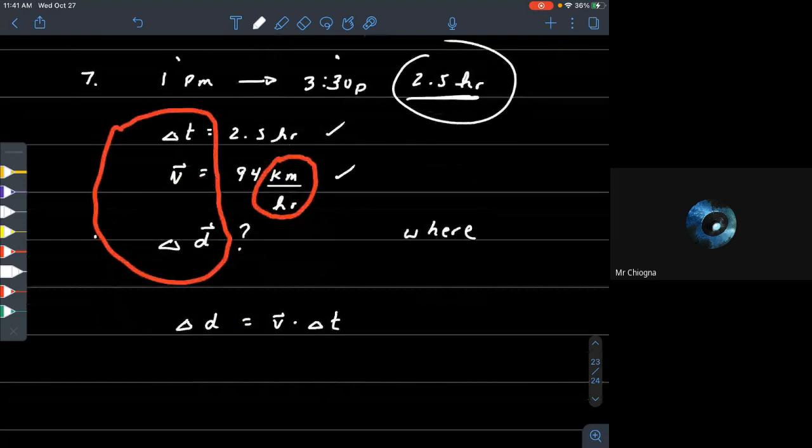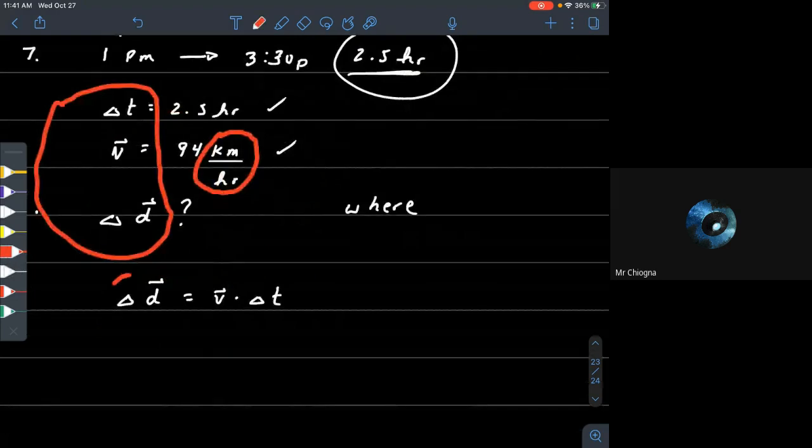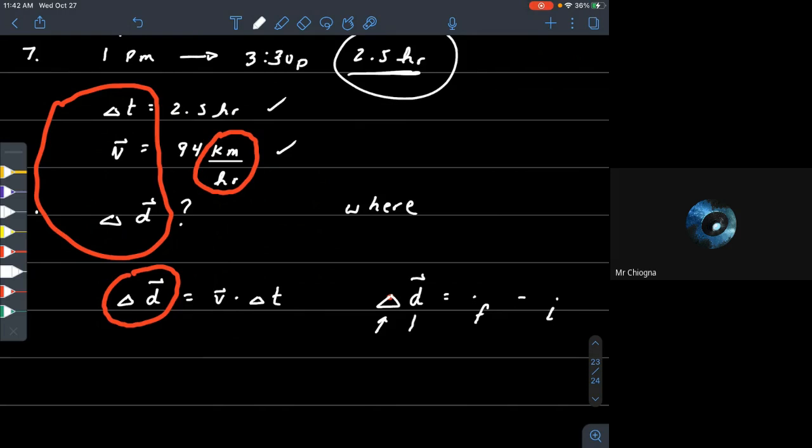Okay, we're going to use this. Now keep in mind, before we start, this is important. In this particular problem, I'm going to have to break that down. What does that mean? Triangle D is your displacement. What is displacement? It's final position. That means whenever you see a triangle, it means final. Just wait 1 second before you write it down. Final minus initial of what? Of whatever comes after: final position minus initial position.